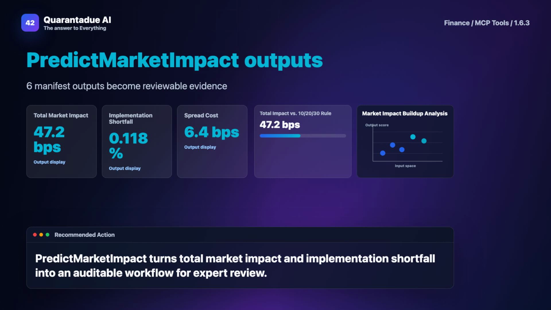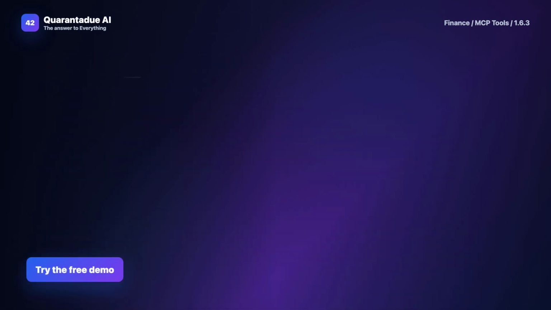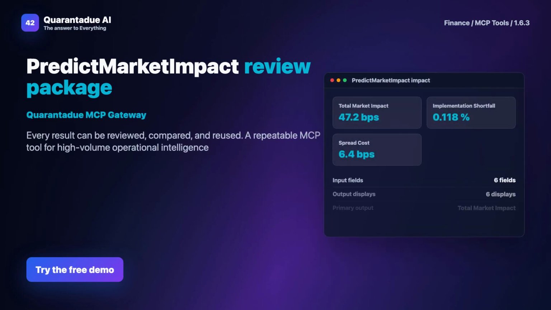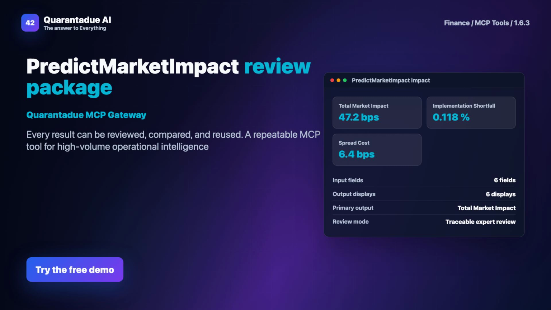Let me walk you through a hypothetical example. Imagine you're rebalancing. You need to sell 20 million in tech stocks and buy 10 million in corporate bonds. You input this into PredictMarketImpact. The software sees tech is volatile today, bonds are calm.